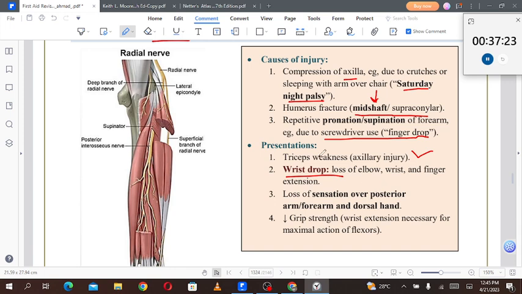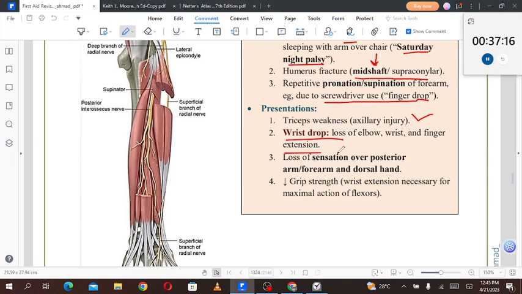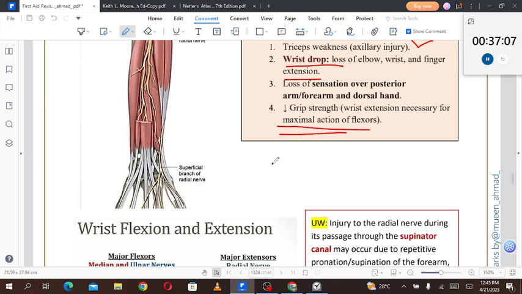Now they're saying there will be tricep weakness if there is axillary injury, then wrist drop, loss of elbow, wrist, and finger extension. Extension will be lost. Then loss of sensation over the posterior arm, forearm, and dorsal hand, and then decreased grip strength. Wrist extension is necessary for the maximal action of the flexors. So this is a phenomenon.